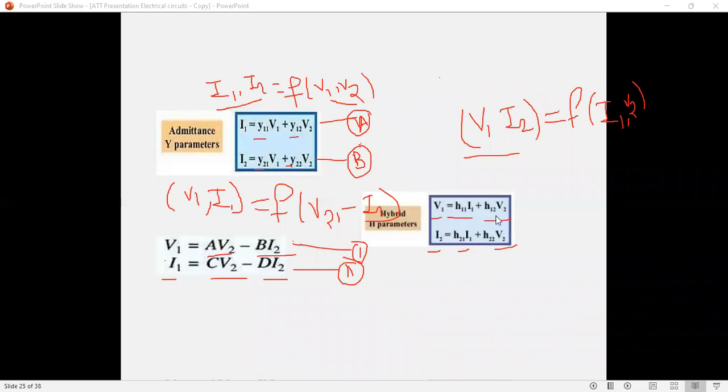Regarding these four parameters, we are not discussing the inverse parameters. We are discussing only these four parameters. Now see, we will see the problem related to that.